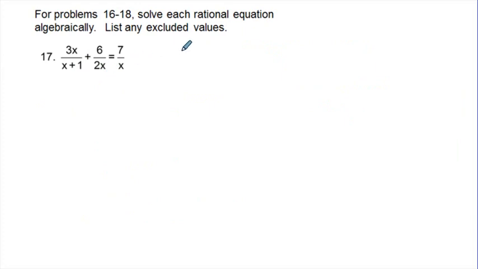Okay, let's go ahead and find our least common denominator. We're going to have this quantity x plus 1, and then times 2x, because we have that 2 there. It'd probably look better if I put 2x times x plus 1. So that's going to be our least common denominator.